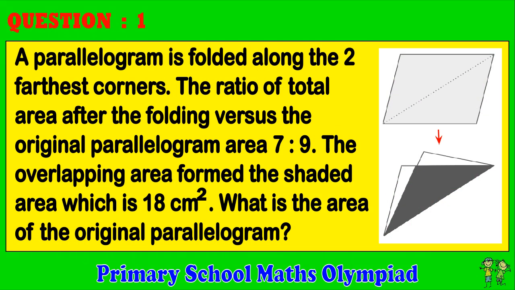Question 1. A parallelogram is folded along the 2 farthest corners. The ratio of total area after the folding versus the original parallelogram area is 7:9. The overlapping area formed the shaded area, which is 18 centimeters squared. What is the area of the original parallelogram?